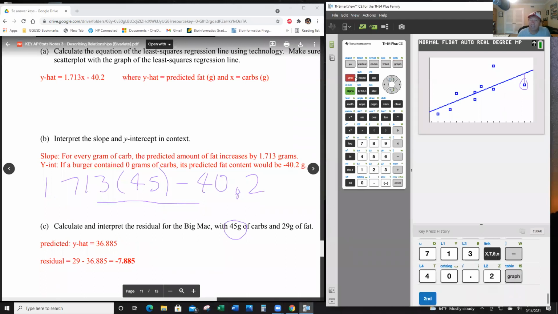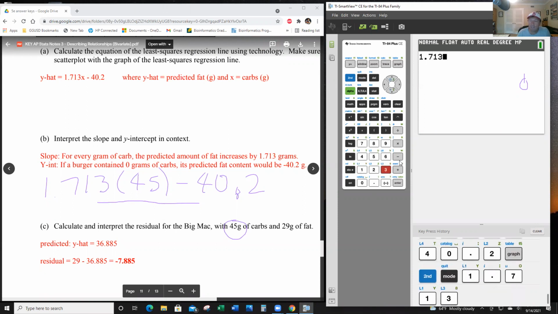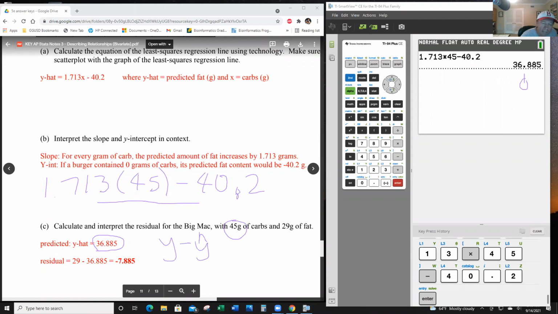All right. So I'm going to go 1.713 times 45 minus 40.2. And I get 36.885, which of course I have right here in my notes. All right. So if you recall, the residual is y minus y hat. It's the actual, which is 29, minus the predicted, which is 36.885. And of course, if you do that, you're going to get a negative residual.